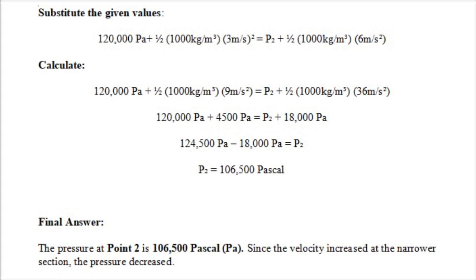Then 120,000 pascal plus 4,500 pascal is equal to 124,500 pascal. And the result in the second one is P2 plus 18,000.